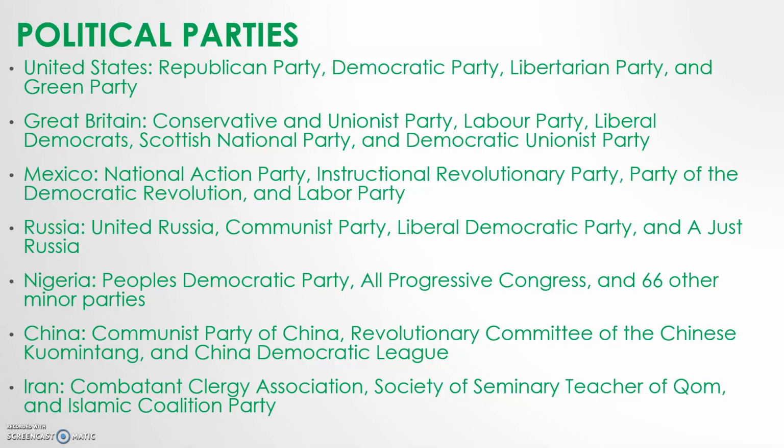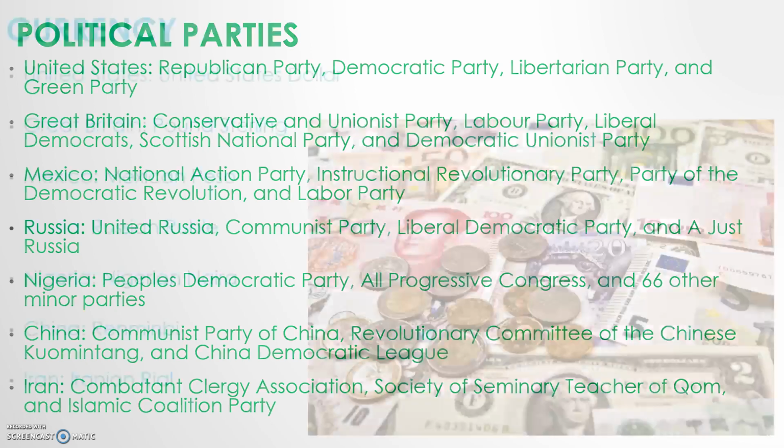I then added each country's top leading political parties. To start off, we have United States with Republican and Democratic. Great Britain with Conservative and Unionist Party and Labor Party. Mexico with National Action Party and Institutional Revolutionary Party. Russia with United Russia and Communist Party. Nigeria with People's Democratic Party and All Progressives Congress. China's Communist Party of China and Revolutionary Committee of the Chinese Kuomintang, sorry if I said that wrong. And Iran, Combatant Clergy Association and Islamic Coalition Party.